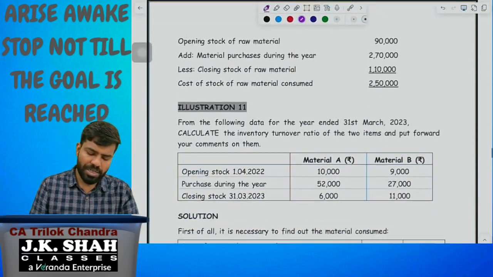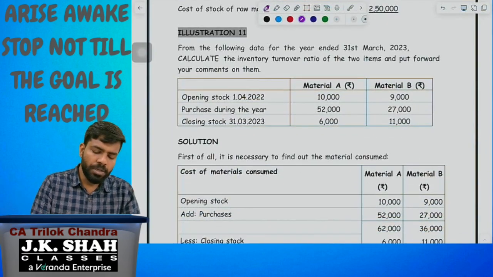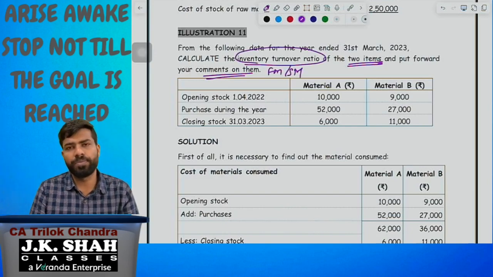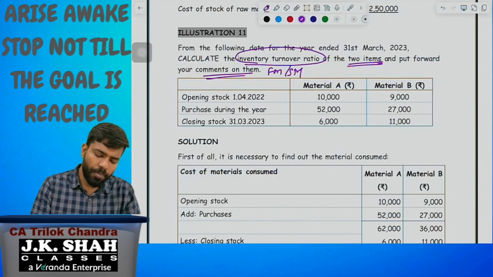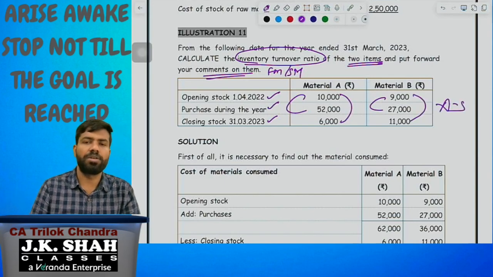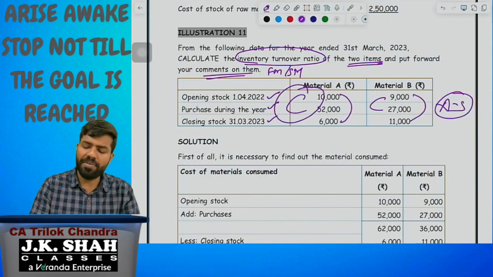Next, question number 11. From the following data for the year ended 31st March 2023, calculate inventory turnover ratio of 2 items and put forward your comment on them. First, we'll calculate the inventory turnover ratio, and the comment is which is fast moving and which is slow moving. Look at this. For A, opening stock, purchases and closing stock are given. Using this, we can calculate the consumption, and the average stock. Using consumption and average stock, we can calculate the ITR. Let us do that first.